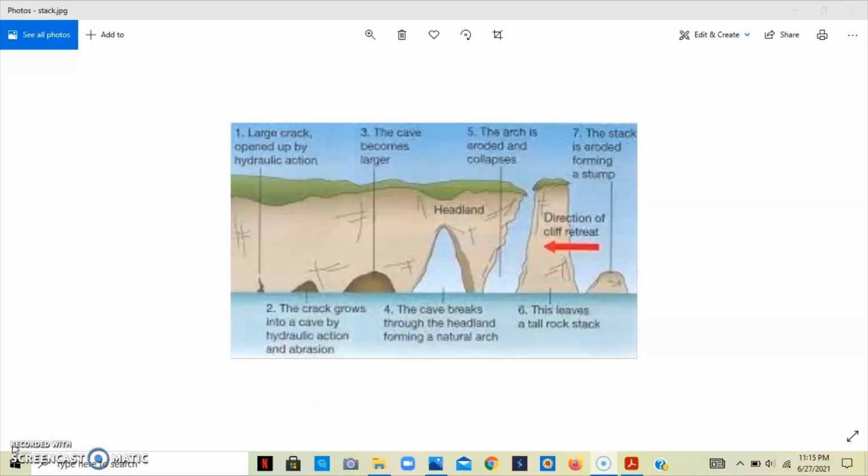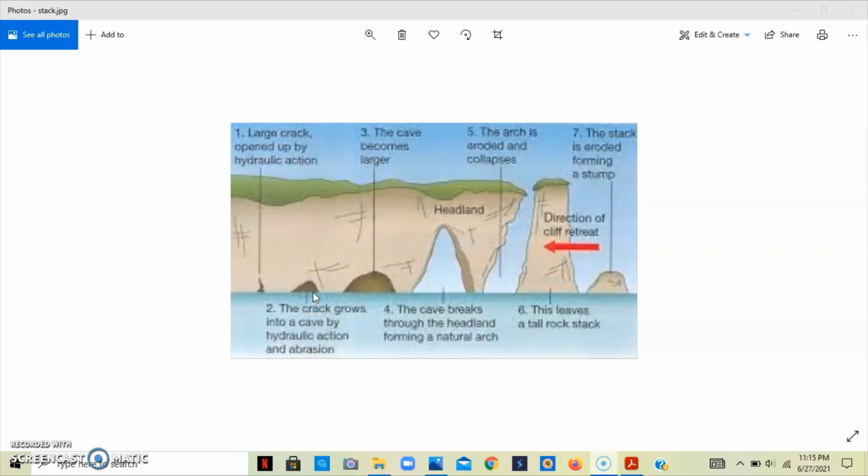So a stack is an erosional feature that is commonly found on a headland. Now, what happens is that the waves attack the headland and they create cracks in them. This is an example. So you have the waves attacking the headland, creating cracks. So the cracks get bigger, right? Once the cracks widen, they basically widen due to hydraulic action and abrasion.